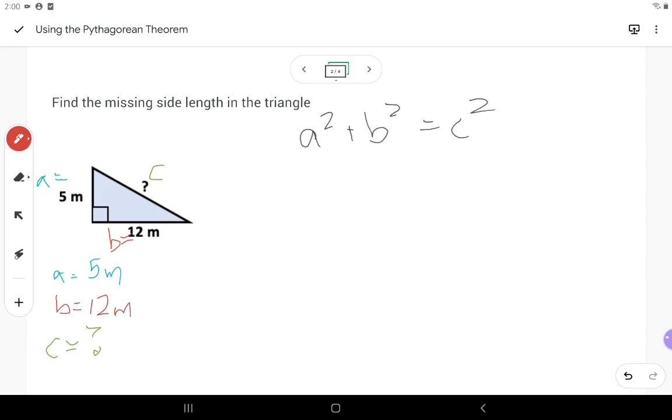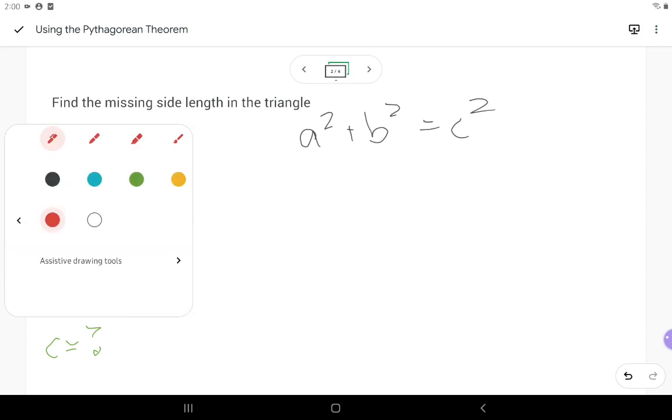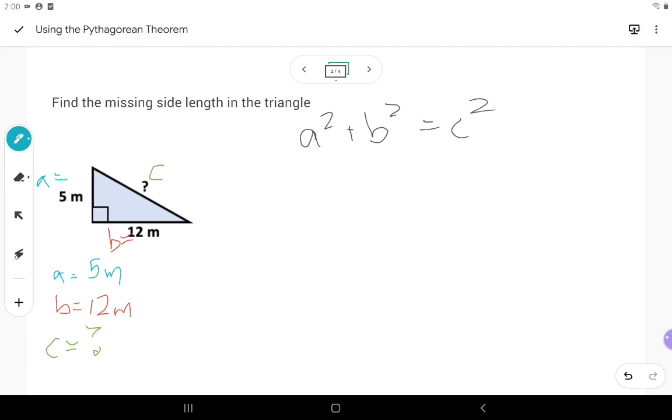Now I want to write down those units because when I look at that, I see that I have just meters. I don't have meters squared, I just have meters. So I know this is a side length, and I know that b here is a side length. I'm not given a squared, and I'm not given b squared. I'm now going to substitute the information that I have back into my formula.